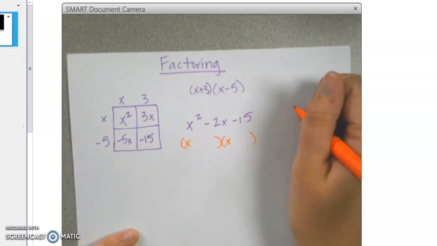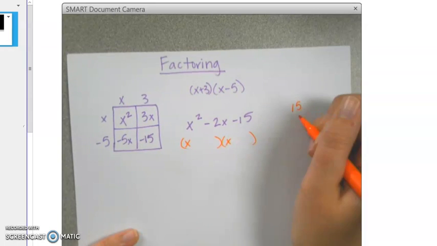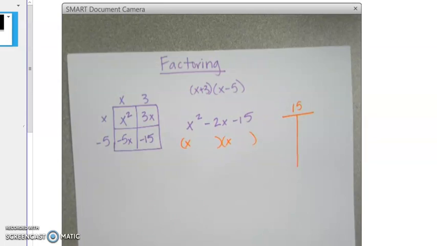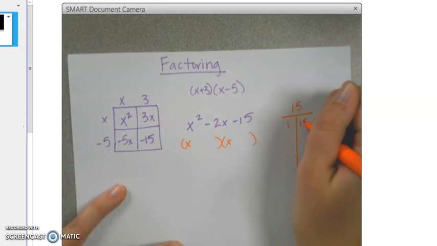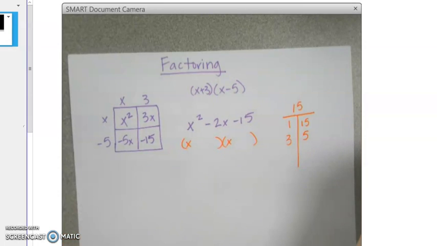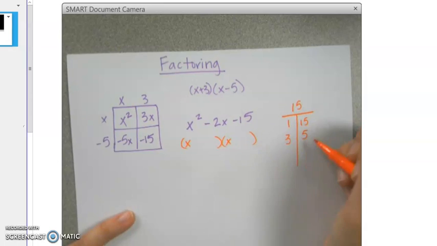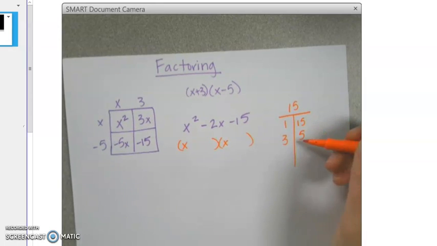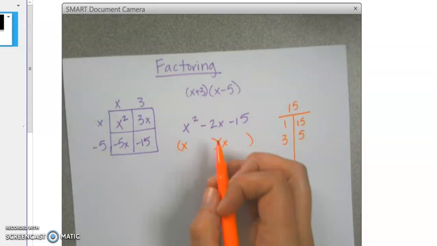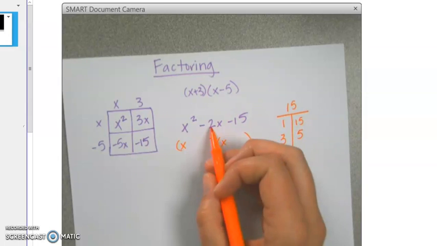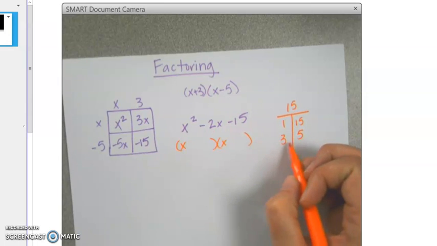Now, I think it's easier, especially when you get bigger numbers, to make a little chart and list out all the factors of 15. So now I have 1 times 15, 2 doesn't go into 15, I have 3 times 5, 4 doesn't go into anything, so these are my only factors of 15. Now, when deciding which of these to use, you want to find ones that add to this middle number. Well, 15 and 1 don't make the middle number, but 3 and 5 can.